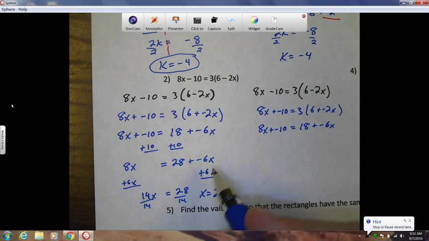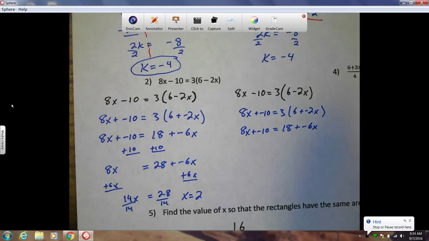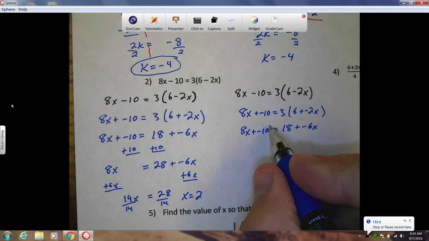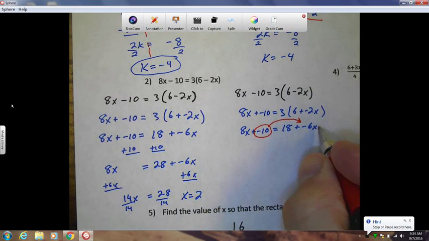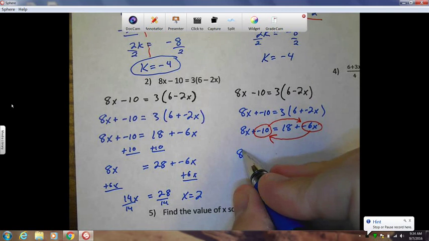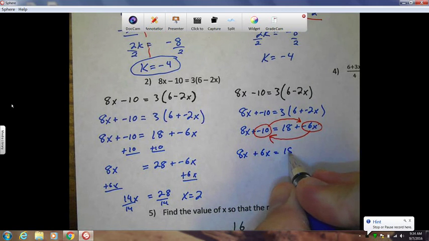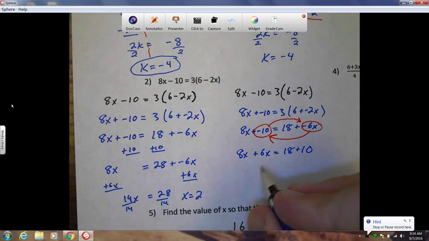Now over here I'm going to show you how, if I just want to do it all at one time, I'm going to switch this -10 over here, and move this -6 over here. So when you do that, you just have to change the sign. So it was a -10, I moved and made it a +10. It was a -6, moved and made it a +6. So x is equal to 2.